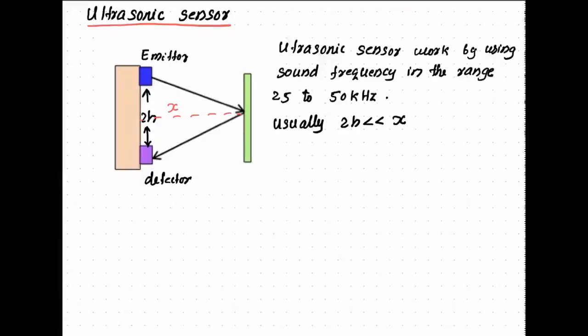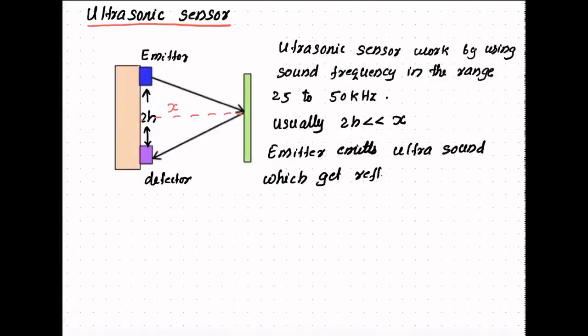The emitter and detector are kept at certain distance apart. Usually it's represented by 2h distance, and the target is at a distance x away from the sensor. Always the x distance is much greater than that of 2h. So we can approximate the distance calculation formula. The emitter emits ultrasound waves, get reflected on the target and come back to the detector.